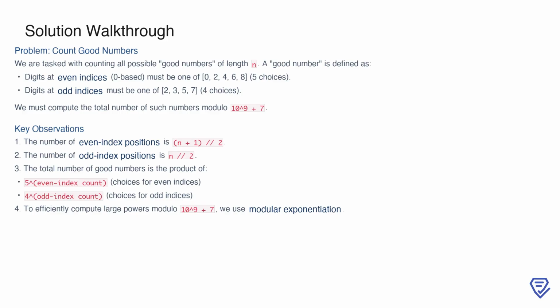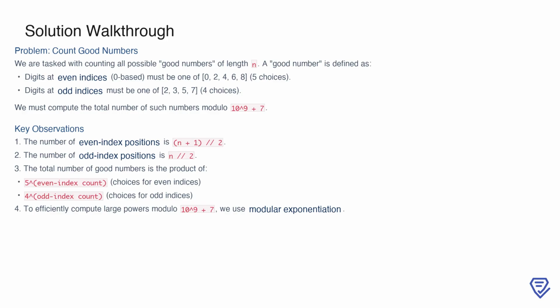Digits at even indices, which are positions 0, 2, 4, and so on, can only be chosen from the set 0, 2, 4, 6, 8, giving us 5 choices per even index. On the other hand, digits at odd indices, like positions 1, 3, 5, and so forth, must be one of 2, 3, 5, 7, leaving 4 choices per odd position. Now, to calculate the total number of good numbers, we first determine how many even index and odd index positions there are in the number.